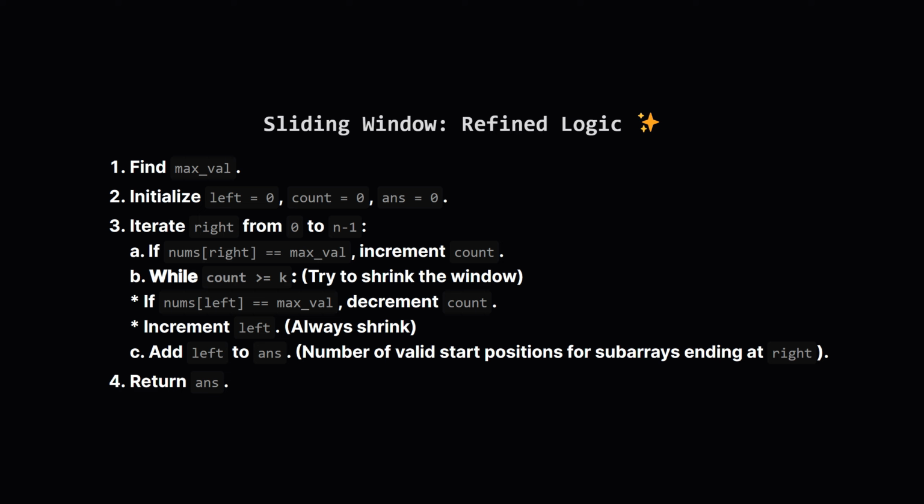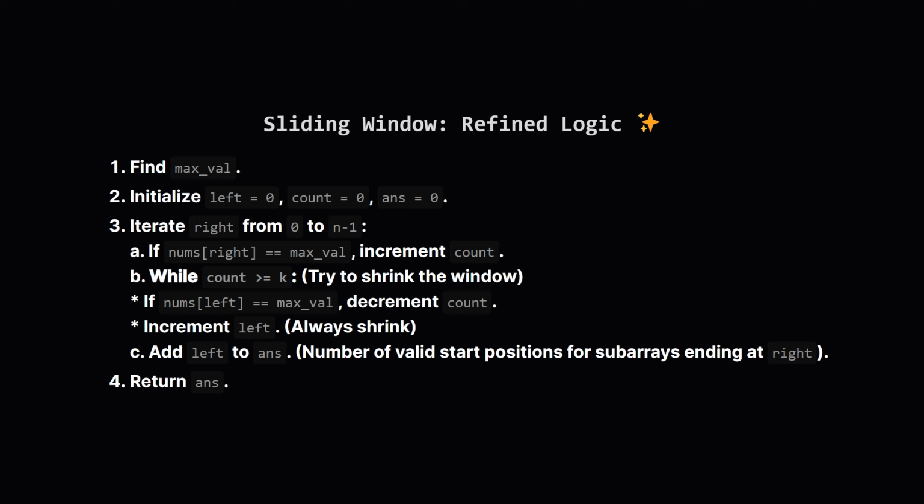While our count is greater than or equal to k, it means our current window, left to right, might be too big, or just right. We try to shrink it from the left. If the element at left is max_val, we decrement our count because we're about to remove it from the window. Then, we always increment left. We keep doing this shrinking step as long as count is still k or more.